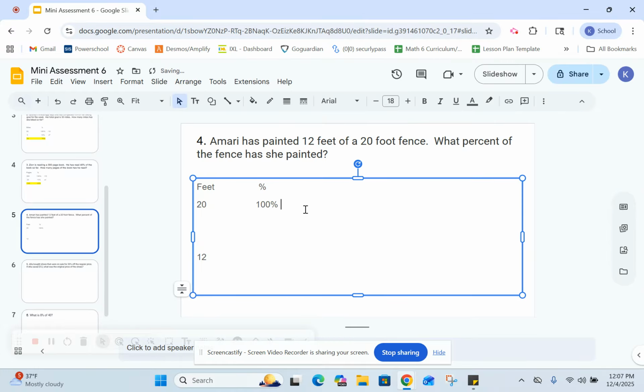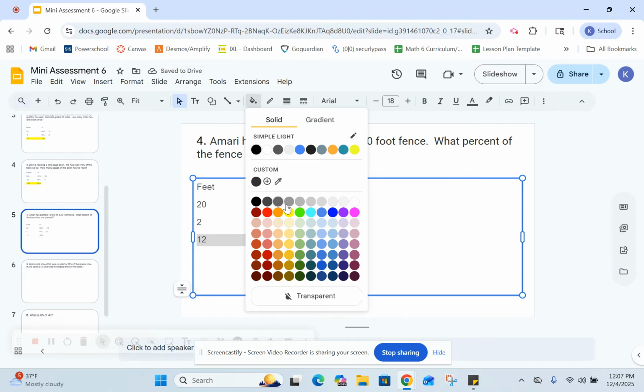If I divide this by 10, I know that 2 feet would be 10%, because 20 divided by 10 is 2. So now I need to think about, can I use that to get to 12? And yes, I can. Think about how many 10s make 12. That is right, 6 of them. So 10% times 6 is 60%. So she has painted 60% of the fence.